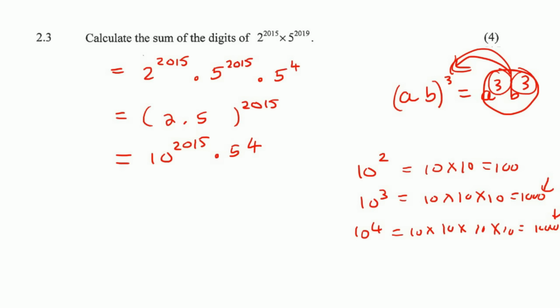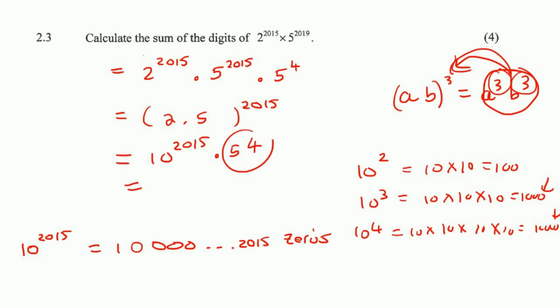But the answer will definitely be a 1 in the front, and then there'll just be loads of zeros. 2015, there'll be 2015 zeros. So let's just say that again. If we have 10 to the power of 2015, then that's just going to be a 1, and then there's just going to be 2015 zeros. Okay, so that's fine.